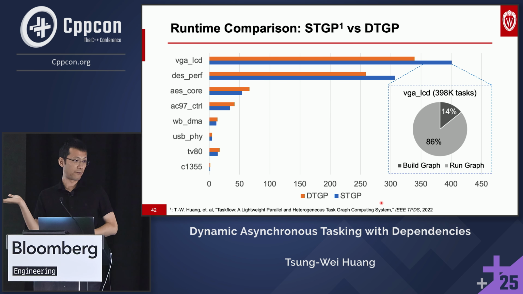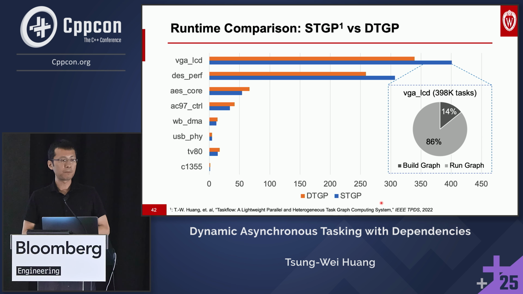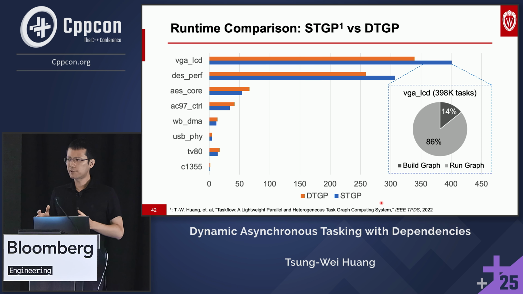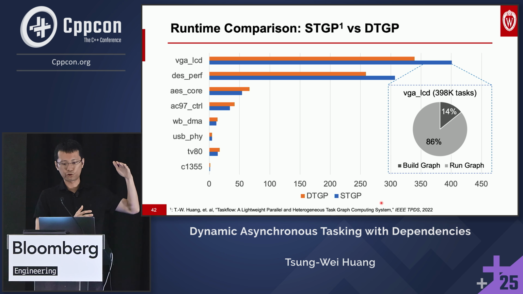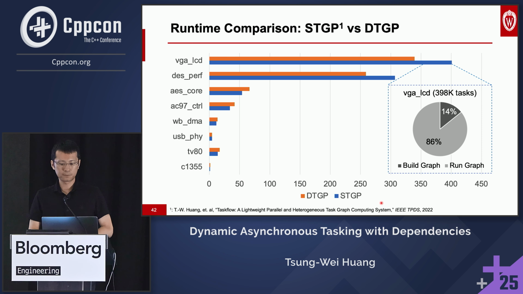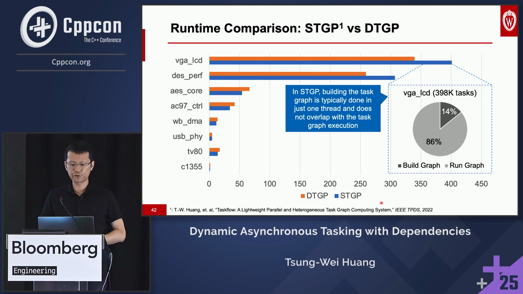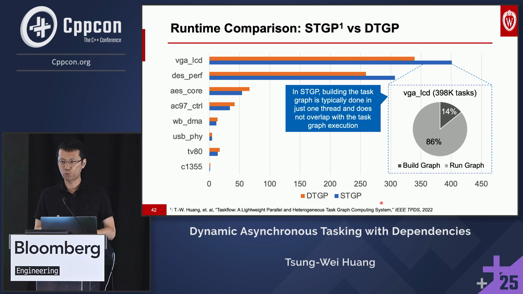We also compare the performance with STGP, static task graph programming, implemented using TaskFlow. The purpose of this experiment is to highlight the advantage of DTGP, especially for large task graphs, where overlapping the task graph construction and execution can provide a certain performance advantage. We know in STGP, building a task graph is typically done in just one thread, and that does not overlap with the task graph execution.